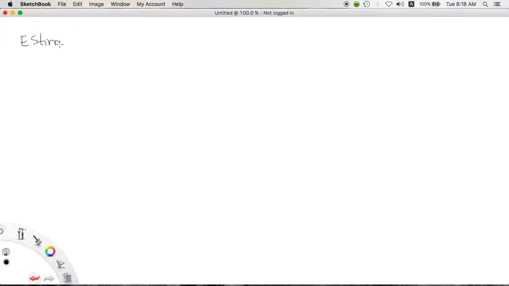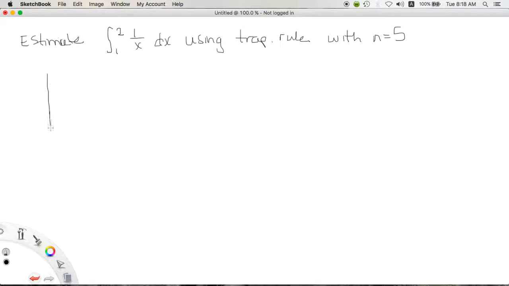Let's say we want to estimate the area under the curve from 1 to 2 of the curve 1 over x using the trapezoidal rule with n equals 5. All right, so the first thing we want to find is a picture so we kind of know what we're doing here. So 1 over x looks like this.